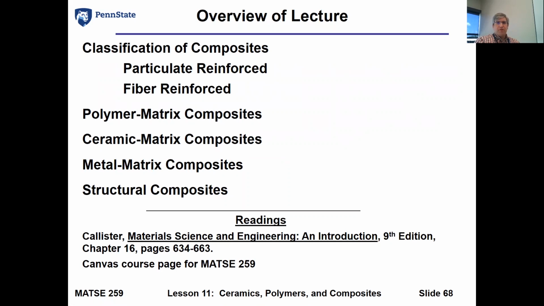So of these different composites, the reinforcement material can be either a particulate or a fiber. And the matrix material can be composed of either a polymer, ceramic, or metal. So there are two broad classifications of reinforcement, which are either particulates or fibers, and then three broad classes of matrix materials, whether they're metals, ceramics, or polymers.